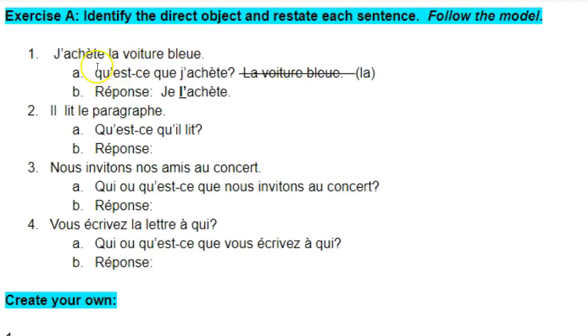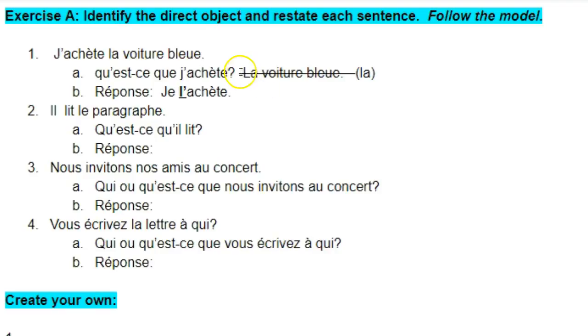Let's take a look at the model. J'achète la voiture bleue. The question is, qu'est-ce que j'achète? What is it that I'm buying? If you can identify the subject and the verb in the sentence and ask who or what is being acted upon, who or what am I buying? The question is, what am I buying? The answer is, what's left? La voiture bleue, the blue car.